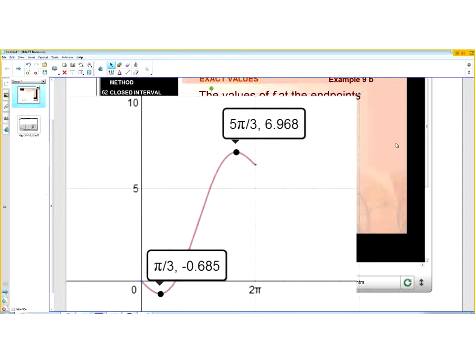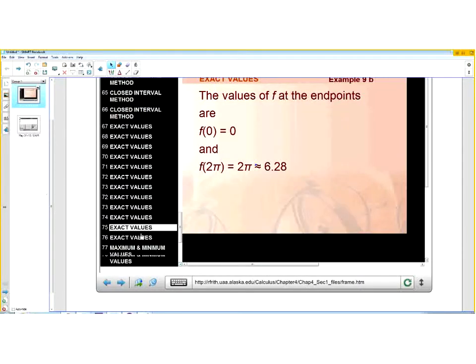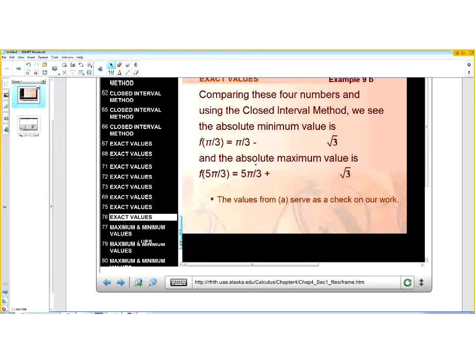Okay, and so here they go. They calculate it. And so you compare the four numbers: f of 0, f of 2 pi, f of pi over 3, and f of 5 pi over 3. Compare those four numbers to make the determination of which one is the maximum or minimum.